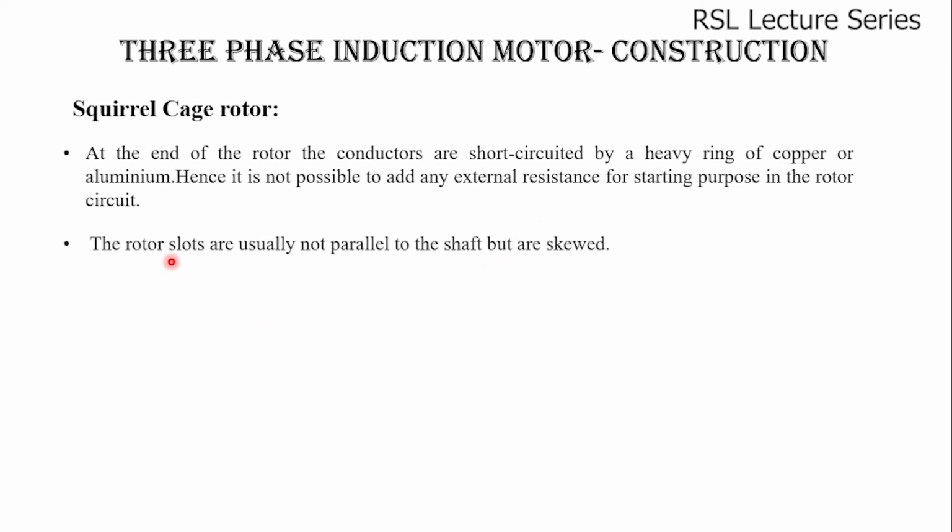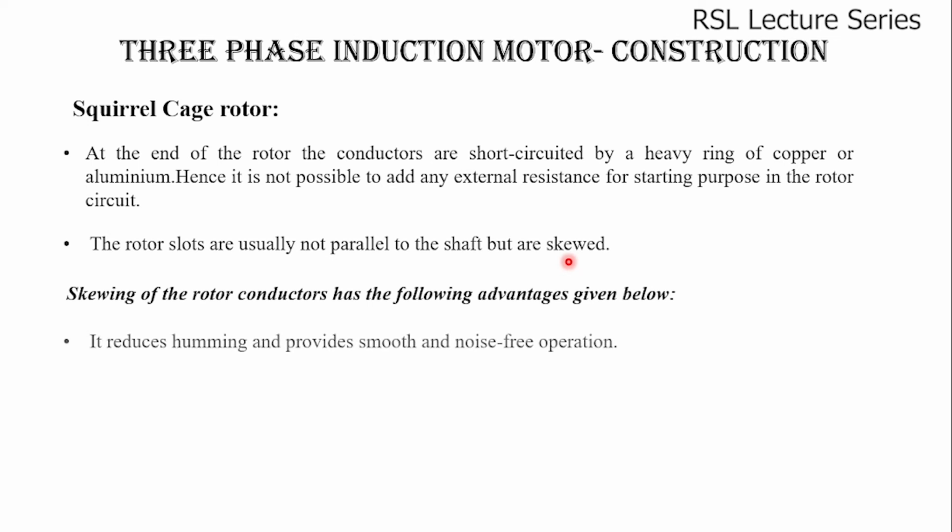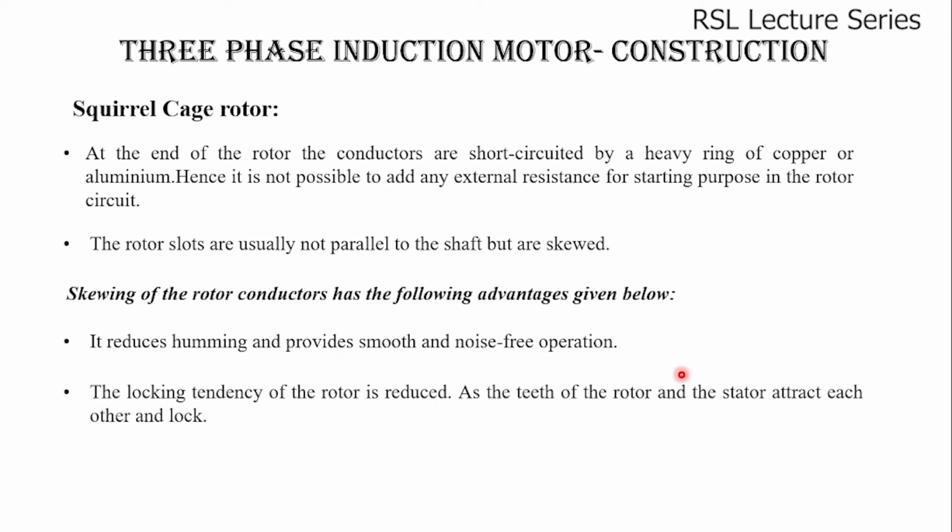Then these rotor slots are given a slight skew, as in the case of a stator. The skewing is mainly done in order to reduce the humming sound, since some sound will be produced. It provides smooth and noise-free operation, and at the same time it reduces the locking tendency of the rotor. There is a high possibility that the teeth of the rotor and the teeth of the stator get attracted towards each other due to magnetic locking. This can be avoided by giving a slight skew.